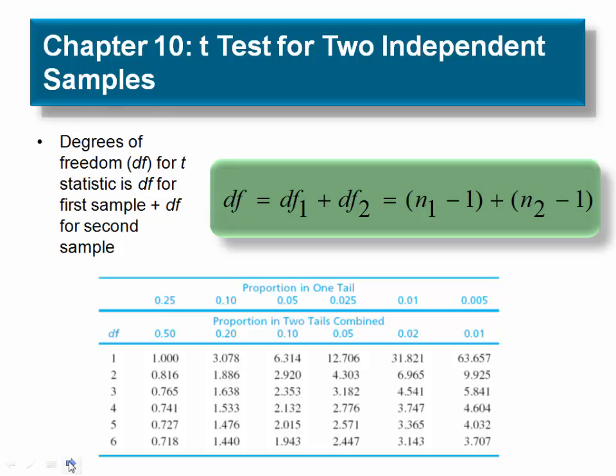If you're using the formula worksheet, you will have already computed the two degrees of freedom in step 1. Thus, all you have to do is add those two DF values together.